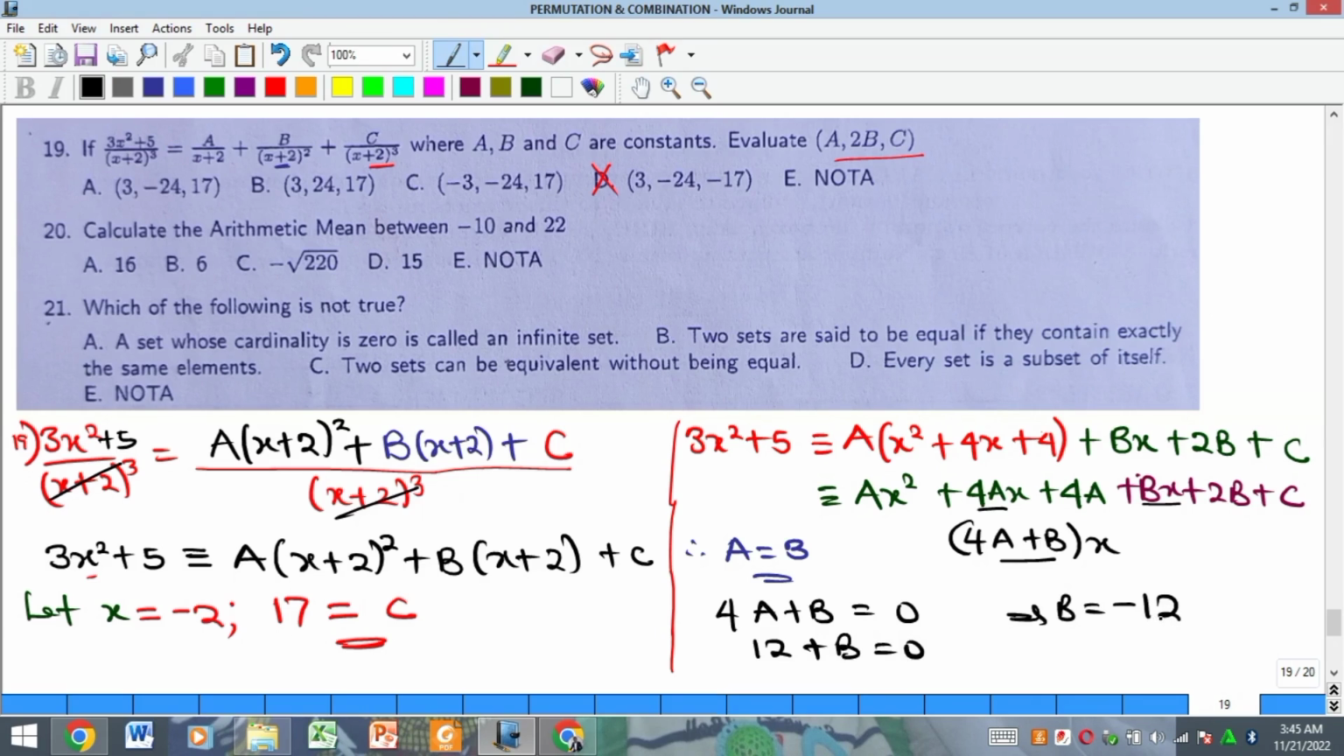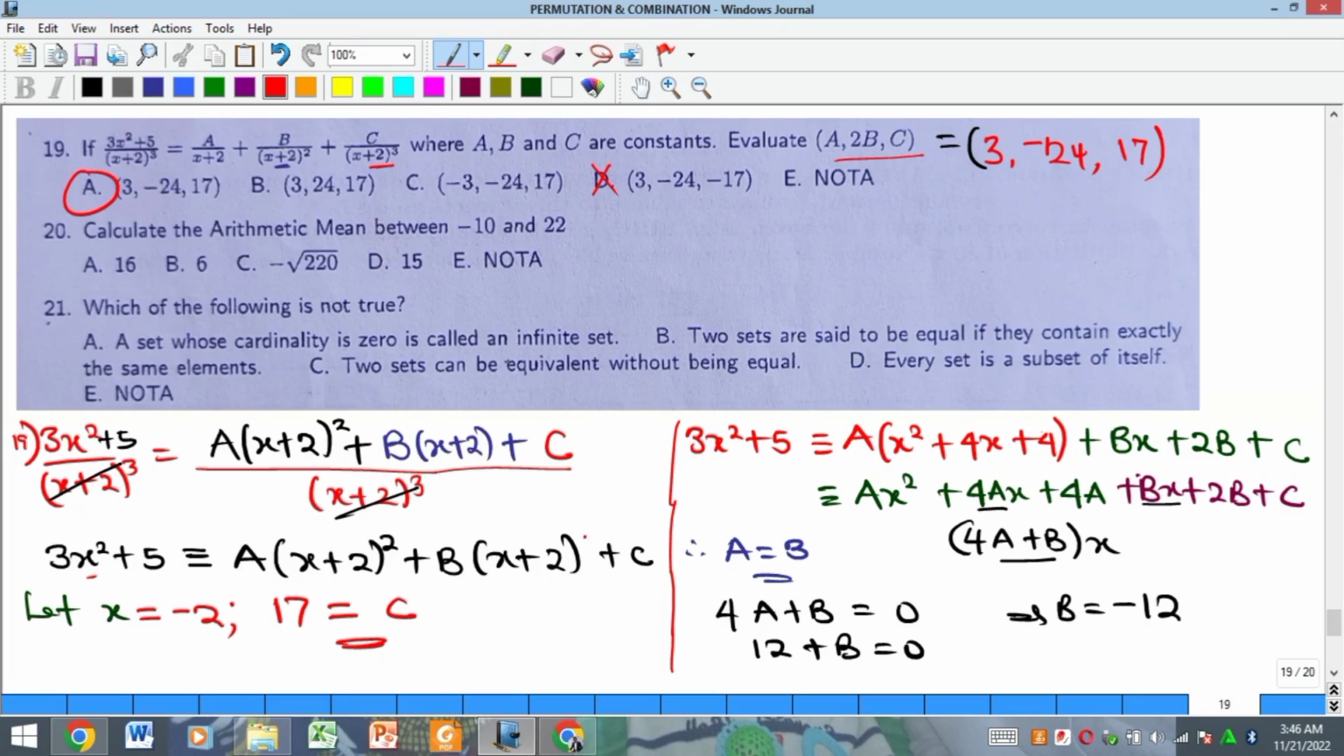Okay, so now put everything here. So it means that our a is 3, our b is negative 12, and the next thing is 2 times b, which is minus 24, and then you now have 17. So let's come here to check which one satisfies that, and that is our option A.